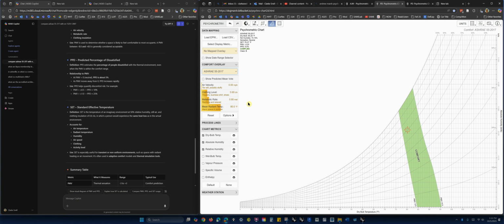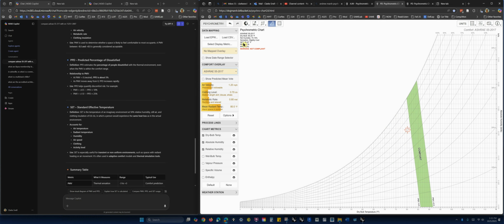And then if I start changing these variables, I create a situation where I have a very different SET than my dry bulb temperature, and then you could analyze why. Now I think you can see why I didn't talk about this in class, because I don't even want to get into more detail about it right now.